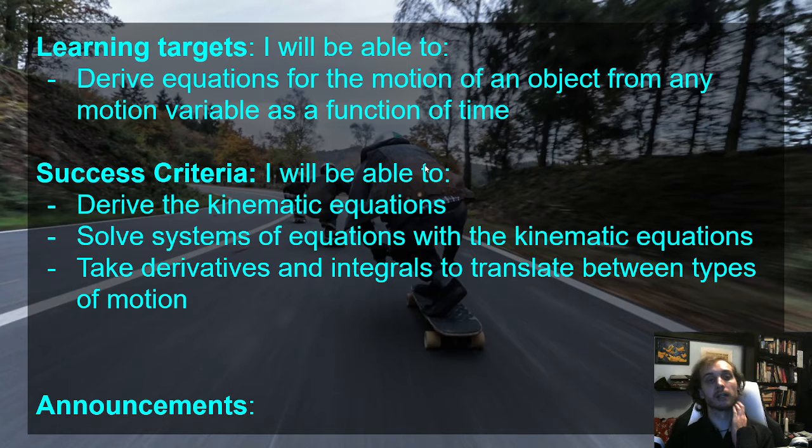So in particular, we're going to be deriving the equations of motion for an object from any of the motion variables as a function of the time. So if you have velocity, you should be able to get acceleration and position. If you have acceleration, you should be able to get velocity and position. And if you have position, you should be able to get velocity and acceleration.